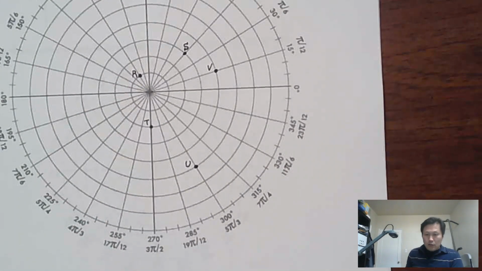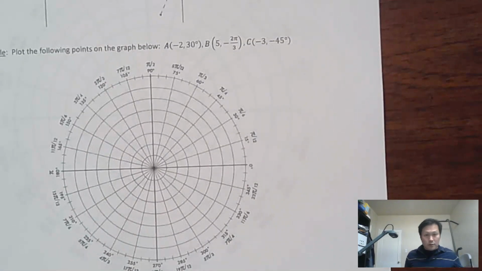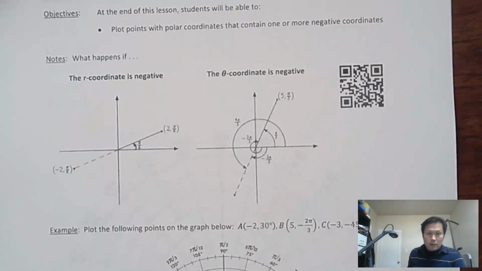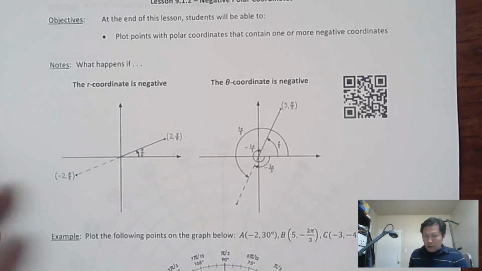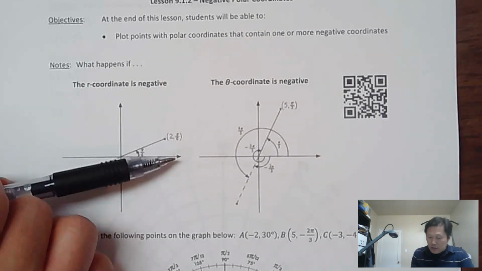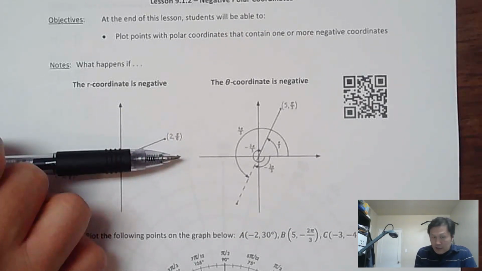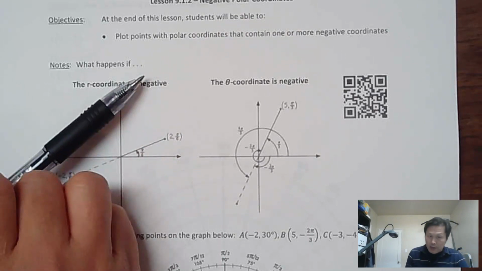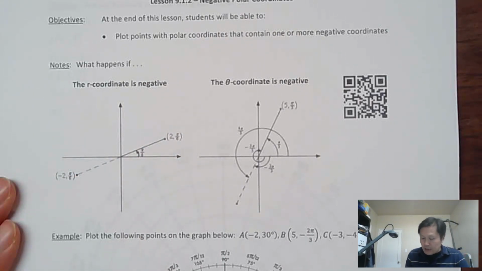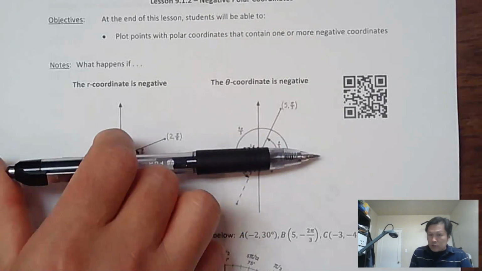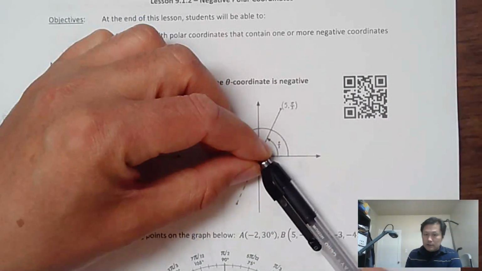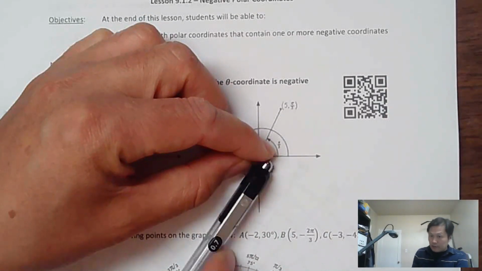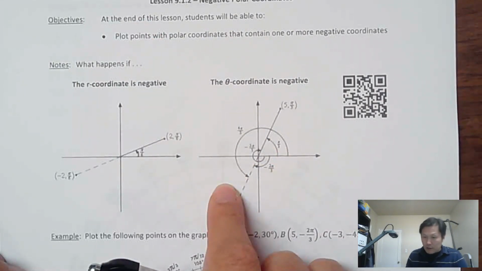Okay, one more topic I need to cover in this video. As I just pointed out, for a positive angle, you go counterclockwise. From this axis, you go counterclockwise for a positive angle. What if the angle is a negative angle? Then you go clockwise. So from here, you go clockwise if the angle is negative. So you measure a negative angle clockwise.